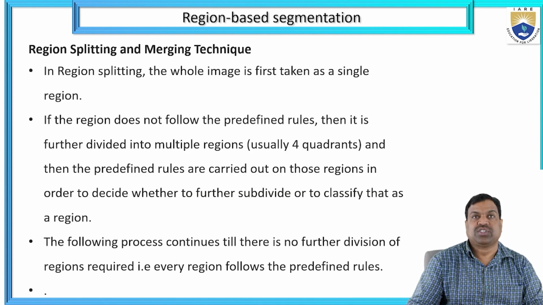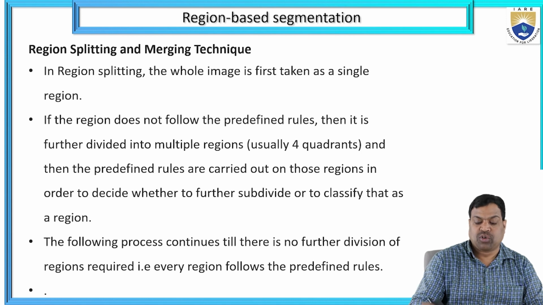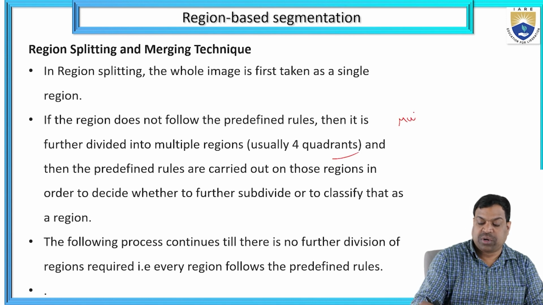Region splitting and merging techniques. In region splitting, the whole image is first taken as a single region. If the region does not follow the predefined rules, then it is further divided into multiple regions, usually 4 quadrants. Okay, so when I'm taking the multiple regions, that is 4 quadrants.